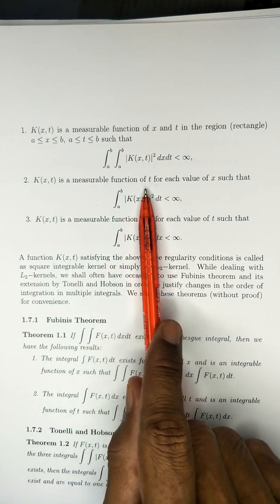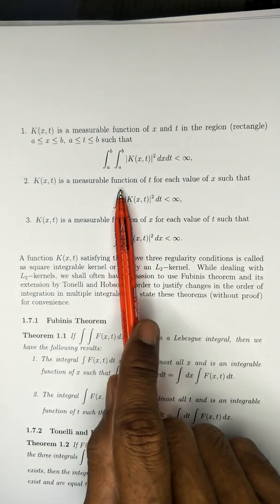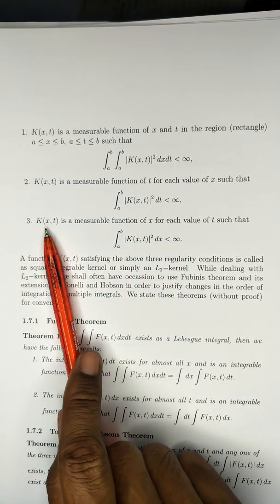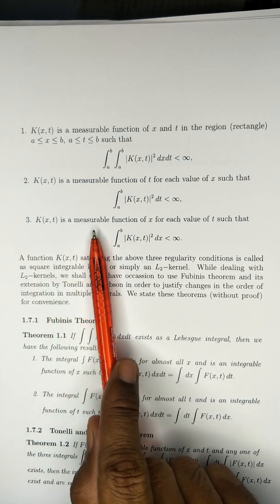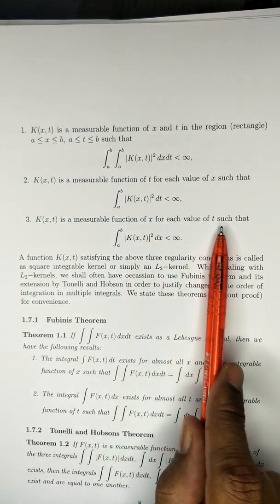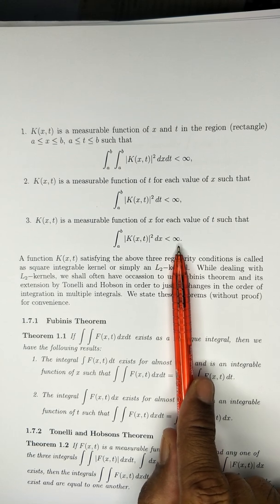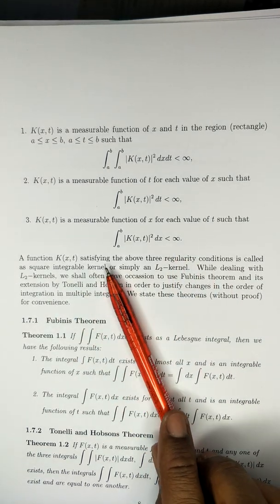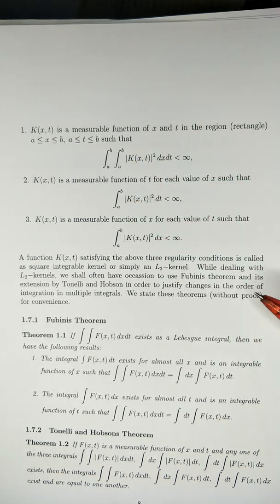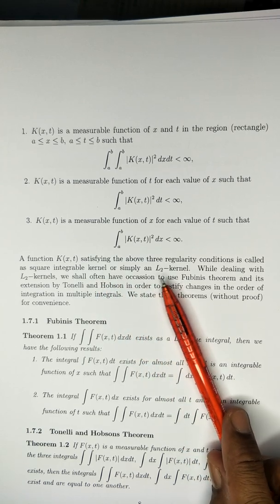This one is a measurable function of t for each value of x, such that if we integrate with respect to t, it is finite. The third condition is that k is a measurable function of x, so for each value of t, if we integrate with respect to x, it is finite. A function k satisfying the above three regularity conditions, 1, 2, 3, is called a square integrable kernel, or simply an L2 kernel.